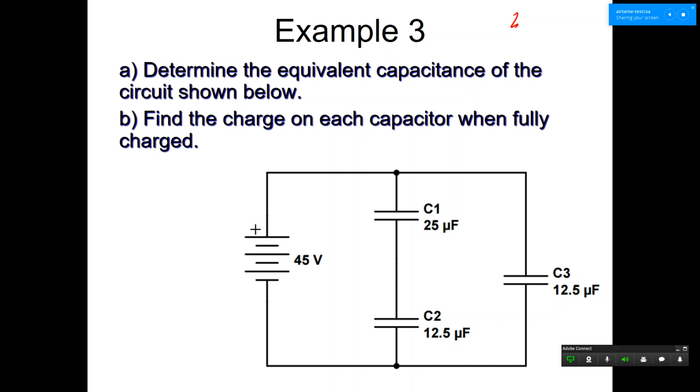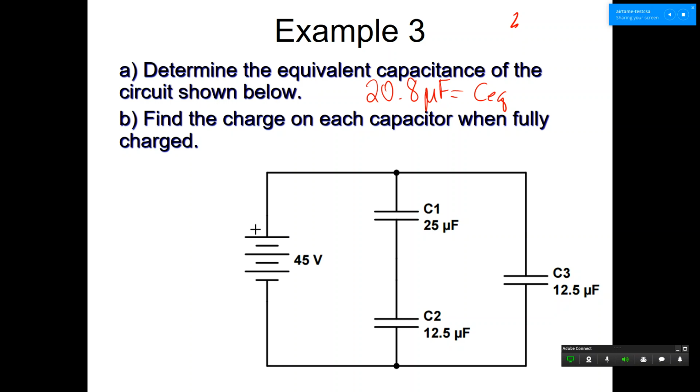Do you have an answer for A? Total equivalent capacitance? Yep. How much? 20.8? Units? Microfarads. Okay, great. All right, so I have this 20.8 microfarads. This is my C_eq. And now I have to find, okay, so B is going to be a bit more tricky. We need to find the charge on each capacitor.